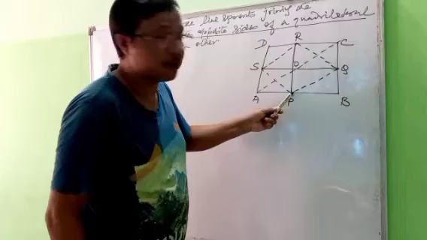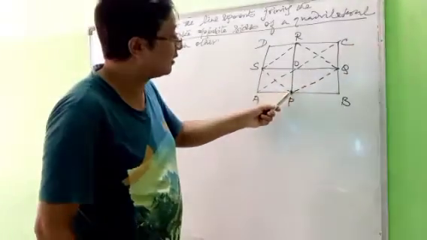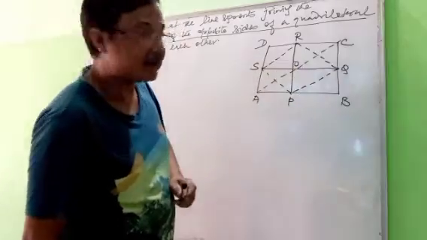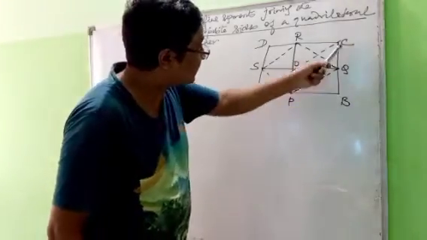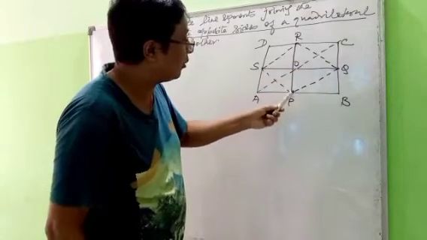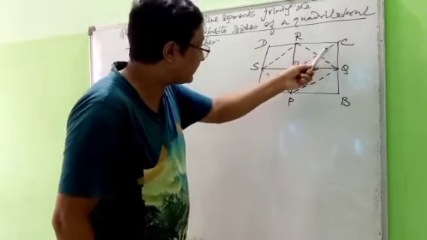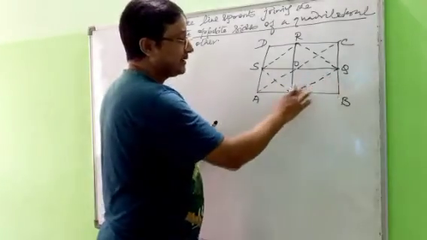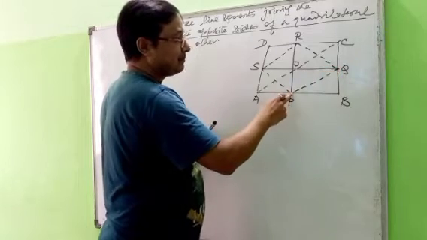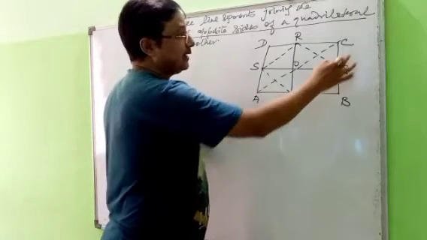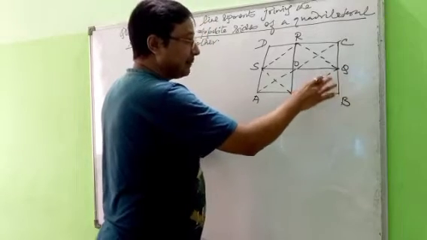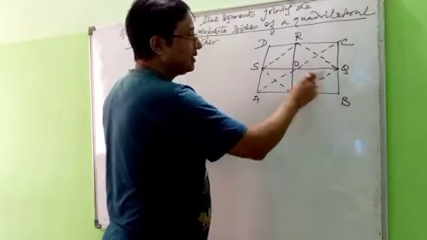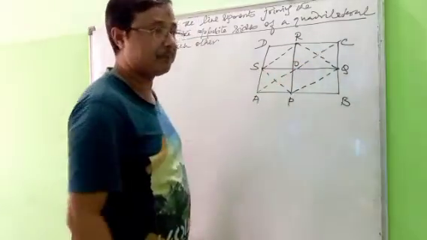So the line segment joining the midpoints of two sides of a triangle is parallel to the third side and is half of it. Which is the third side? In the triangle ABC, these are the two sides where you got the midpoints, and AC becomes the third side. So the line segment PQ that joins the midpoints of the two sides AB and BC will be parallel to the third side. That means PQ is parallel to AC, and PQ is half of AC. That is through the midpoint theorem.